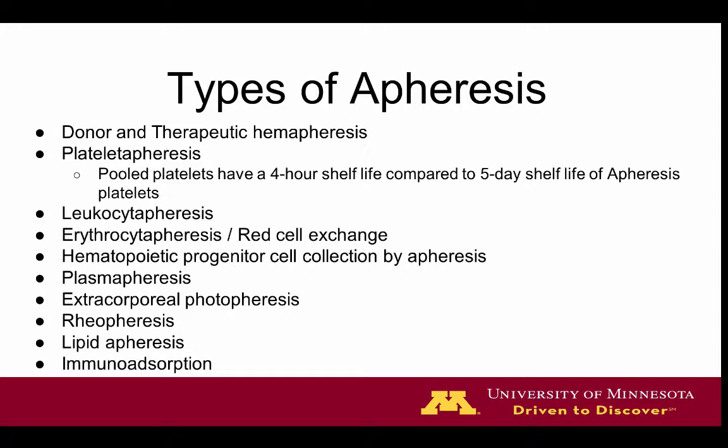Additionally, when the blood is outside the body and being separated by the machine, another different modality that could be used is extracorporeal photopheresis, where psoralen is infused into the product and treated with UV light to serve in some immunomodulatory function as well.